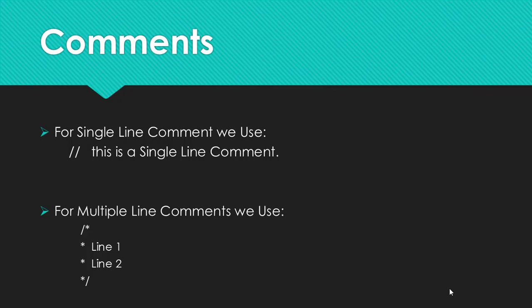First of all, we will discuss how to create comments in Kotlin Programming. So guys, if we want to create a single line comment, we have to use double forward slash, and if we want to create a multi-line comment, we have to use forward slash with star as the opening tag and star and forward slash as a closing tag. So guys, in this way we can create single line and multi-line comments.